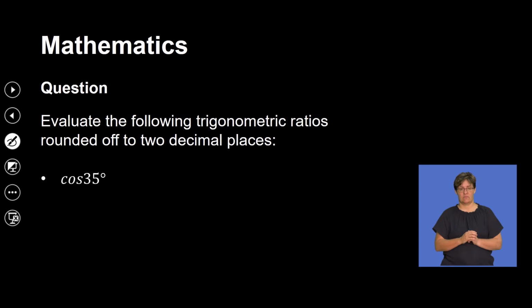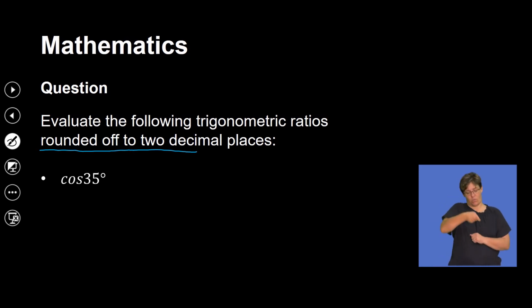Now, the question will be: evaluate the following trig ratios rounded off to 2 decimal places. So immediately I see rounded off to 2 decimal places. I'm already being told that the answer I'm going to get is not going to be a decimal fraction that we are used to where it's just 0.5 or 0.32. But it is going to be a longer decimal where I will need to round it off to 2 decimal places. So that's what I'm being told there. And to do this, I will need to use a calculator.